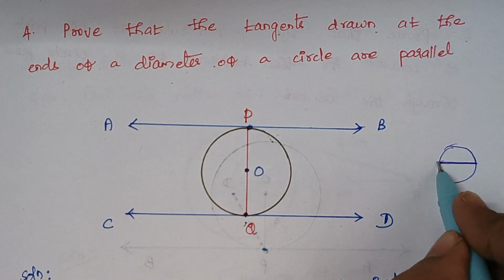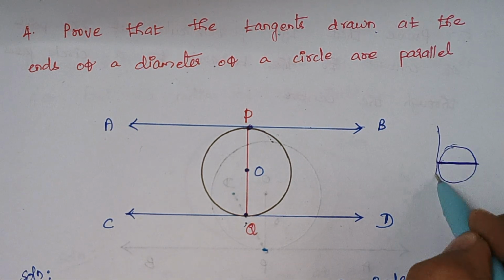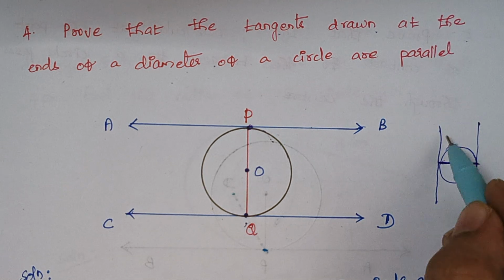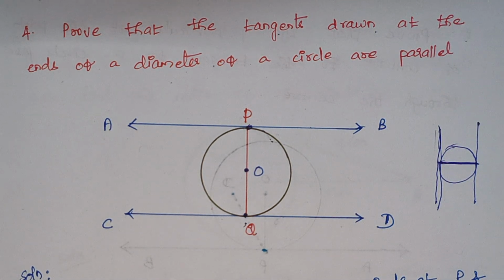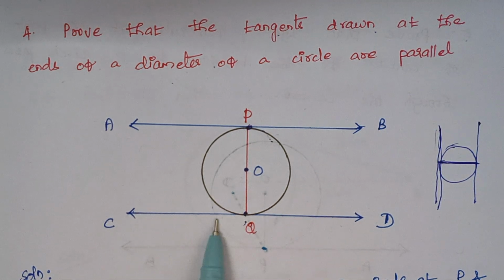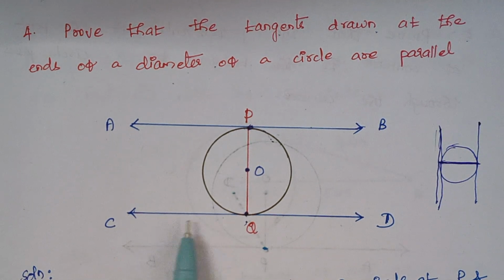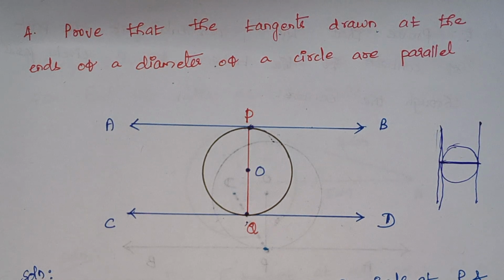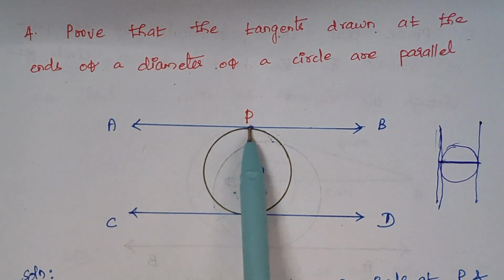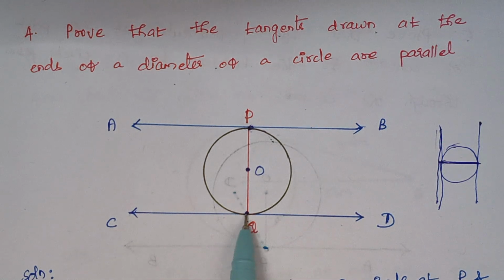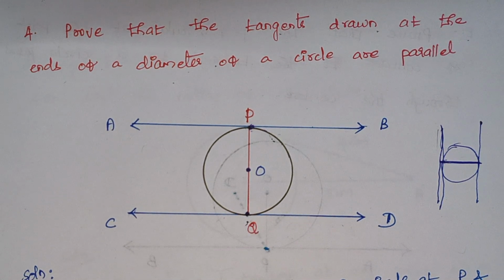So if you draw the diameter like this, then you can draw tangents like this. Both these diagrams are the same. Now we will consider this diagram. Here AB and CD are the tangents. AB is a tangent at point P and CD is a tangent at point Q.